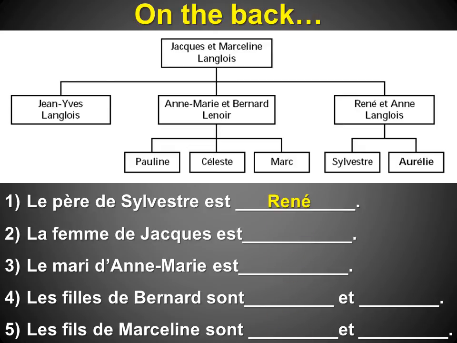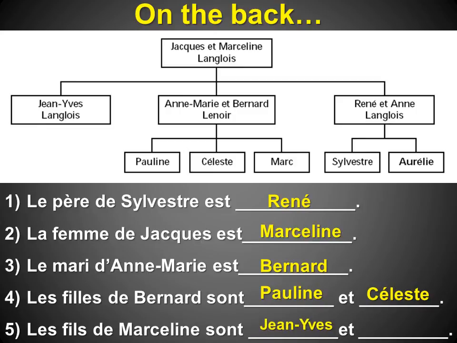René. La femme de Jacques est, remember what is la femme? La femme de Jacques est, should be Marceline. Le mari d'Anne-Marie est, what is le mari? It's the husband, so that would be Bernard. Les filles de Bernard sont Pauline et Céleste. Les fils de Marceline sont Jean-Yves et René for the sons of Marceline. I hope you got all those right as well.